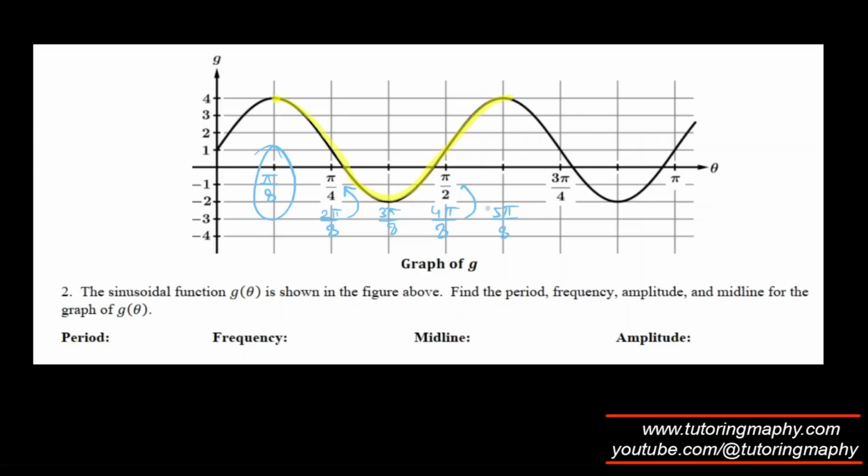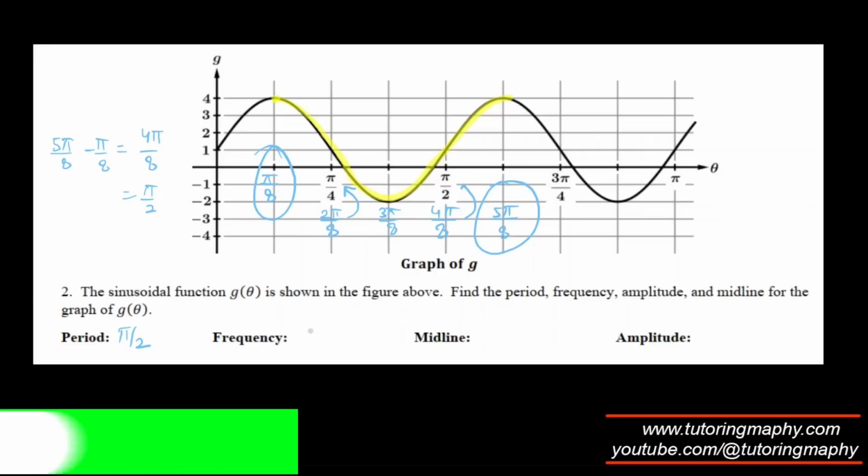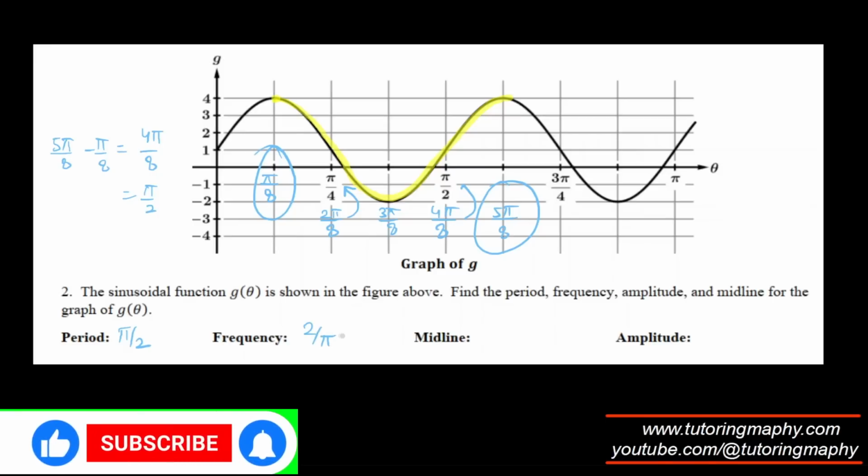Right? So from pi over 8 to 5 pi over 8, the distance is 5 pi over 8 minus pi over 8, which is 4 pi over 8, which is pi over 2. So that's the period, pi over 2. Frequency is the reciprocal of this. That's going to be 2 over pi.